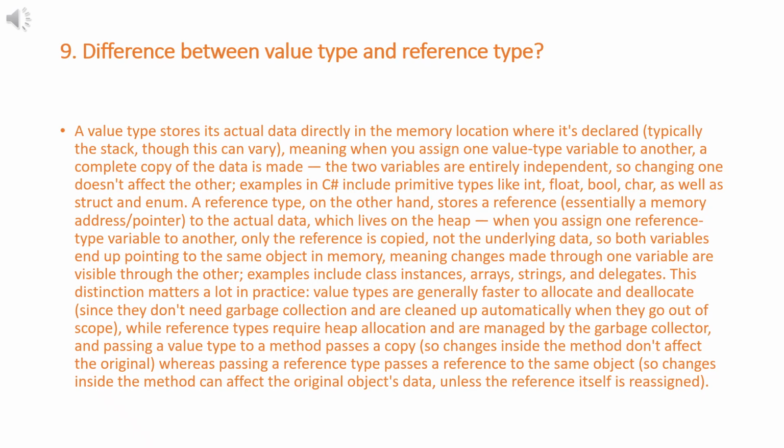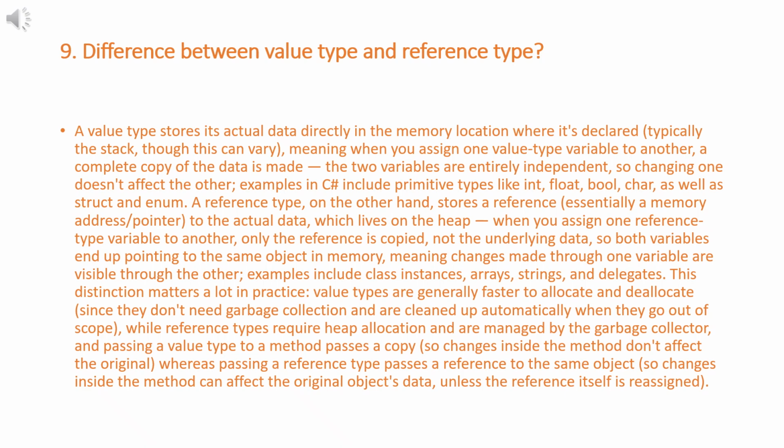A reference type, on the other hand, stores a reference, essentially a memory address or pointer, to the actual data, which lives on the heap. When you assign one reference type variable to another, only the reference is copied, not the underlying data, so both variables end up pointing to the same object in memory, meaning changes made through one variable are visible through the other. Examples include class instances, arrays, strings, and delegates.